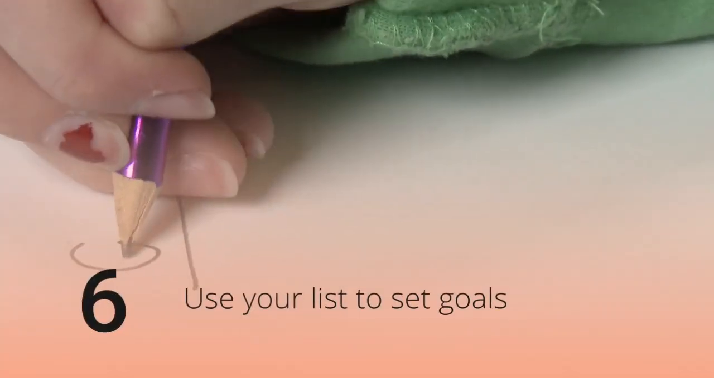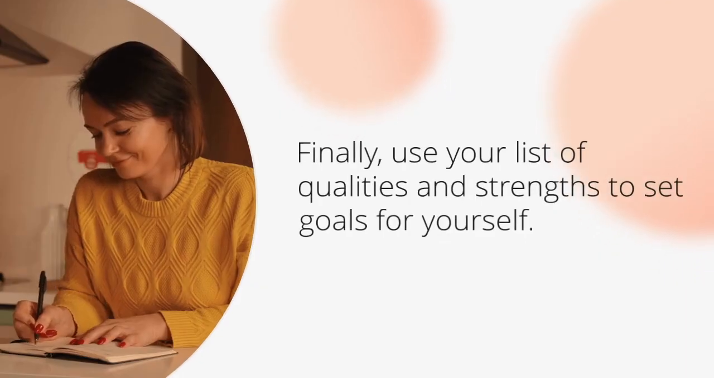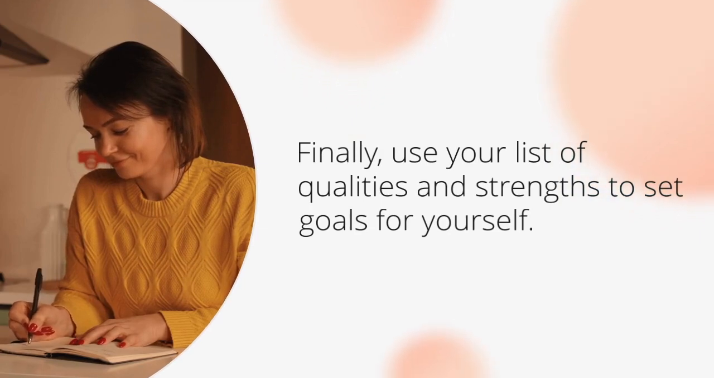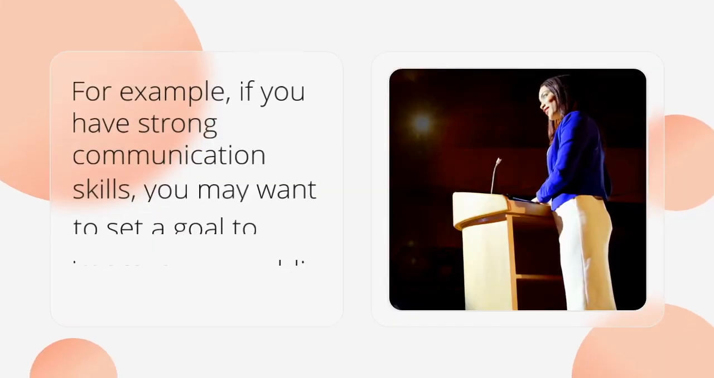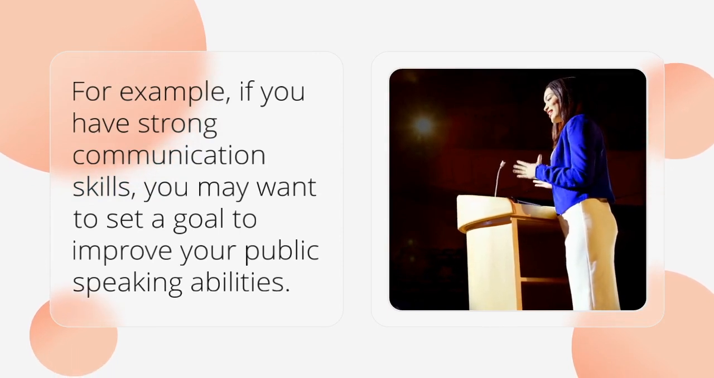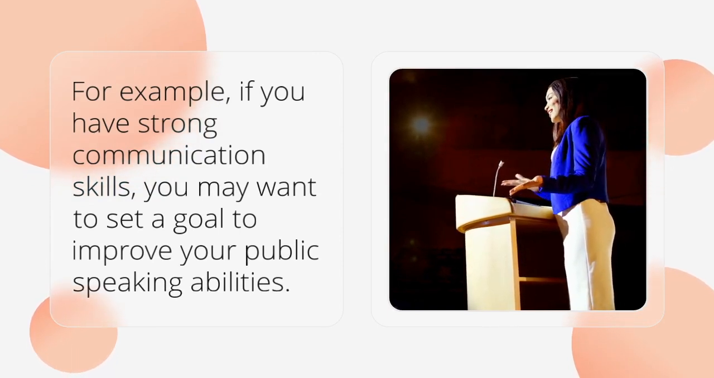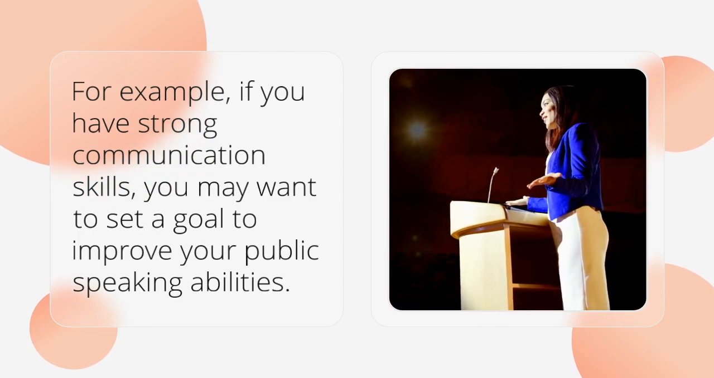6. Use your list to set goals. Finally, use your list of qualities and strengths to set goals for yourself. Think about how you can use your positive attributes to achieve your personal or professional objectives. For example, if you have strong communication skills, you may want to set a goal to improve your public speaking abilities.